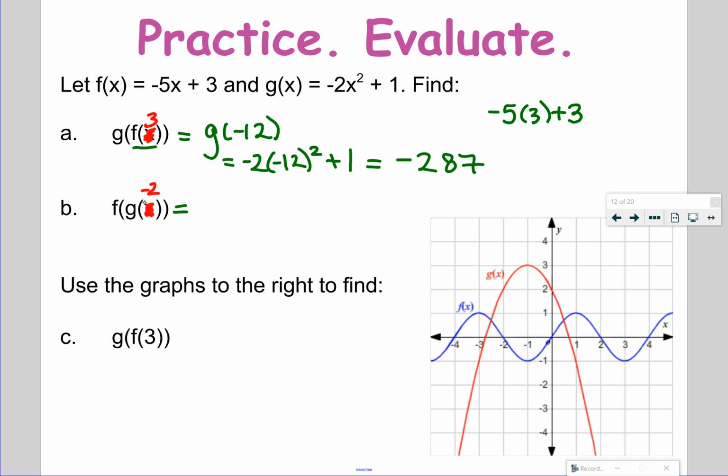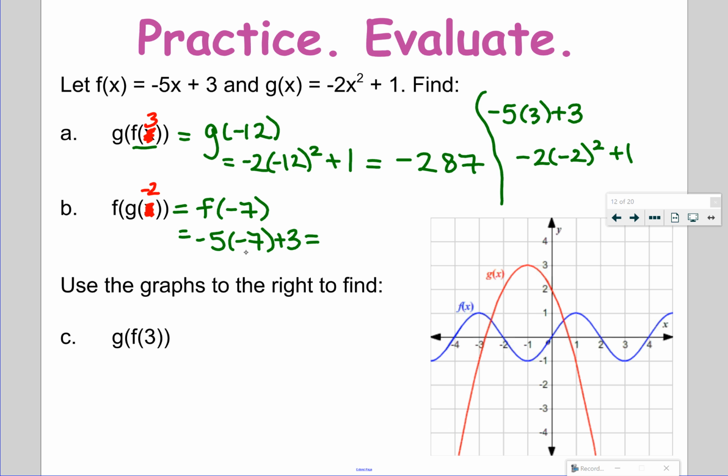Finding f of g of negative 2. So this time we're going to plug negative 2 into g first. So negative 2 times negative 2 squared plus 1. That's 4 times negative 2 is negative 8, plus 1 is negative 7. So now we need to evaluate f of negative 7. Negative 5 times negative 7 plus 3, which is 35 plus 3, which gives me 38 for my final answer.